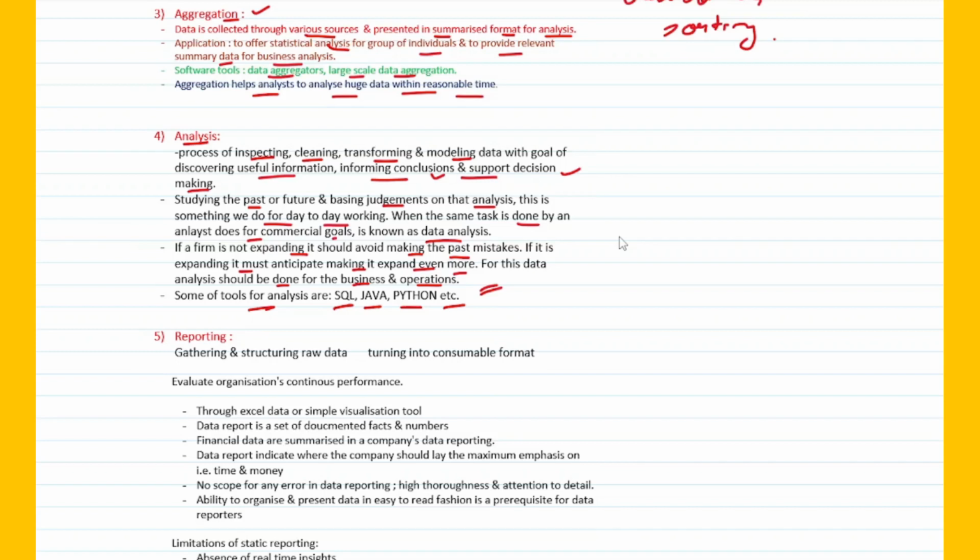Now, you can use past or future data for making judgments, and when the same task is done by an analyst for commercial goals, that is for business purposes, it is known as data analysis. If a firm is not expanding, then it should not repeat past mistakes, and if it is expanding, then it can refer to its past mistakes so that they are not repeated again, and it can expand in a better way. For this, data analysis should be done for both business and operations. Tools are SQL, Java, Python, etc. Okay.